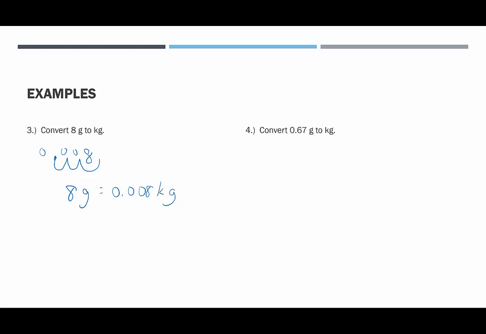There we go. And our last example, we have 0.67 grams into kilograms. We already have a decimal point, so start at the decimal point and move it 3 places to the left. 1, 2, 3. We're dividing by 1,000 here. Fill in our zeros, and we end up with 67 hundredths grams is the same as 0.00067 kilograms.